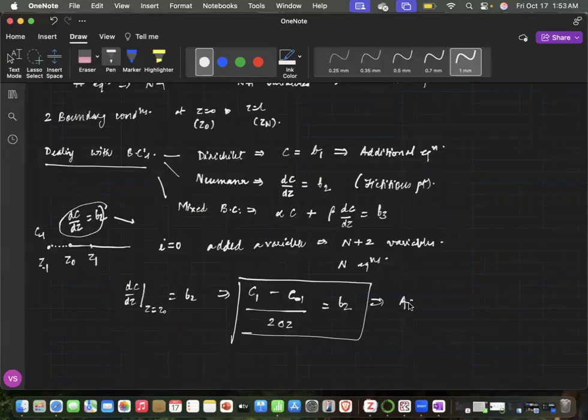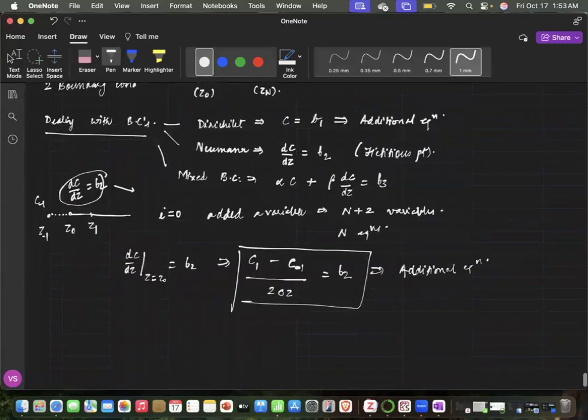So this has again two variables, C1 and C minus 1. And now C minus 1 is a defined variable. It's not invalid anymore, right? So this becomes an additional equation. So because of that, now you have n plus 1 equations. And the next equation comes from the other boundary, right?